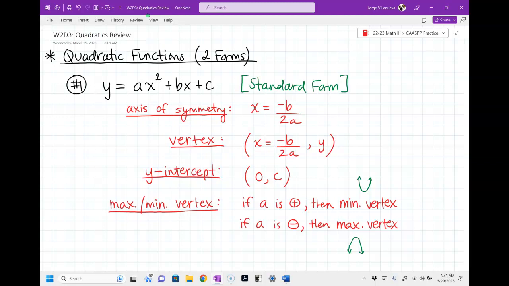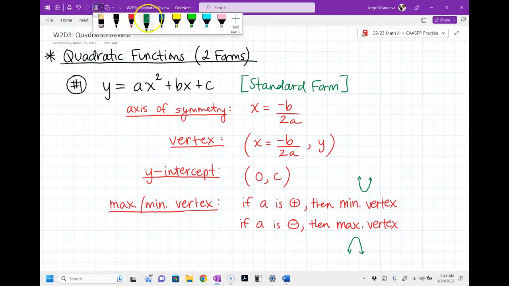And then sometimes they ask you, is it a maximum or a minimum vertex? Meaning when you draw it, is it opening up or down? Because if it opens up, then it's a minimum vertex. If it's opening down, then it's a maximum vertex. So that all depends on a. If a is positive, then the graph opens up, which means you have a minimum value, a low value. If a is negative, it opens down, which means you have a high point.